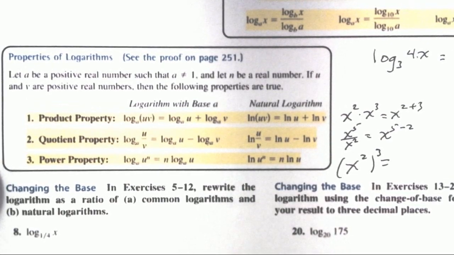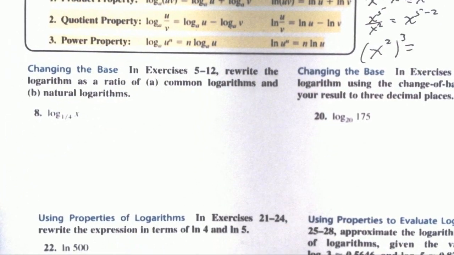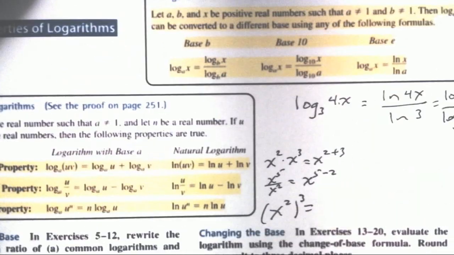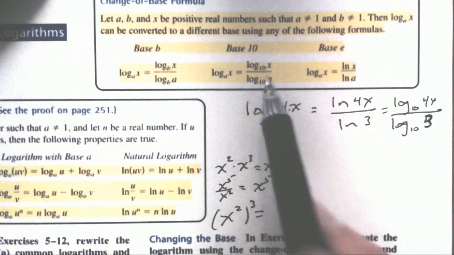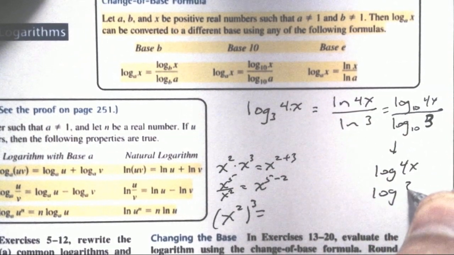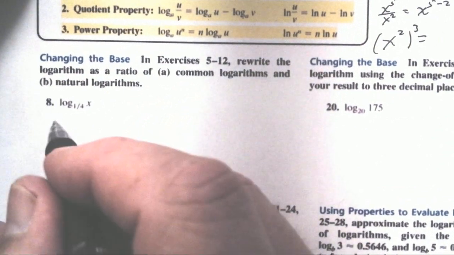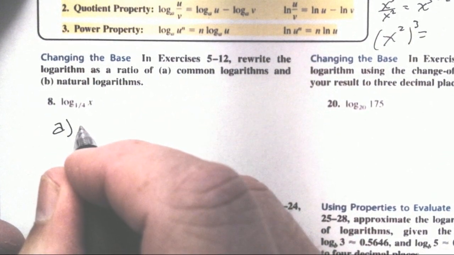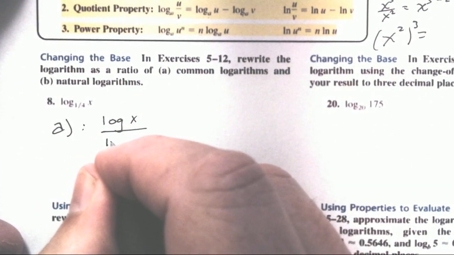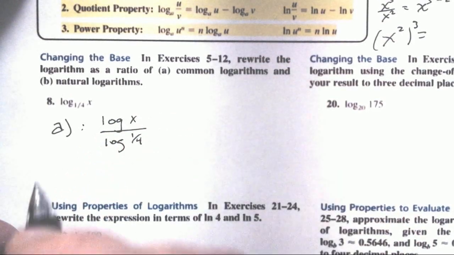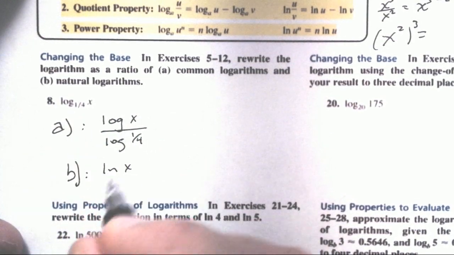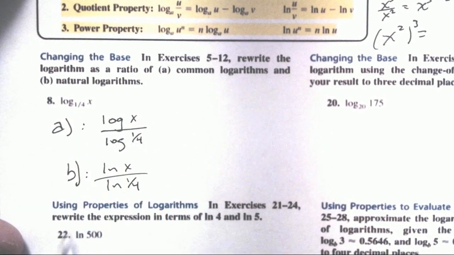Same for ln. Okay, rewrite the logarithm as a ratio of common logarithms and natural logarithms. Common logarithm, that's log base 10, and I wrote it as base 10 up here, but typically we just call it, this is exactly the same as plain old log 4x on log 3. So A has common logarithms. This thing equals log x on log 1/4. B has natural logarithms. It's ln x on ln 1/4, and that easy.